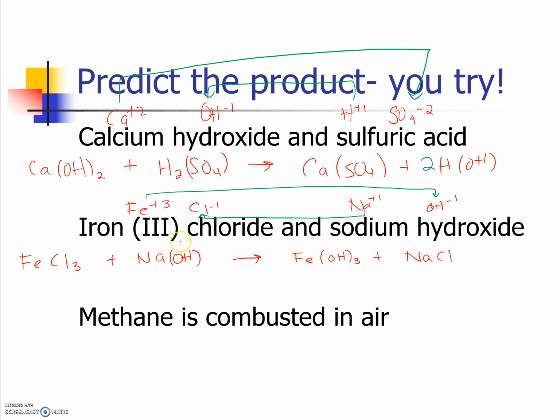I go ahead and look to balance. I have 3 OHs, so I'm going to put a 3 here. I have 3 Nas, so I'm going to put a 3 here. I have 3 Cls, and then 1 Fe and 1 Fe, and I'm good.